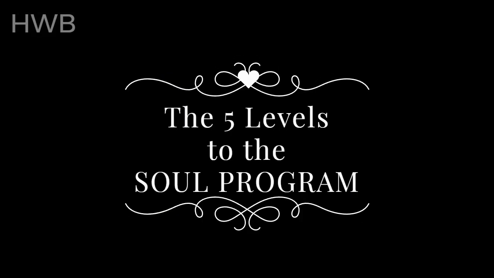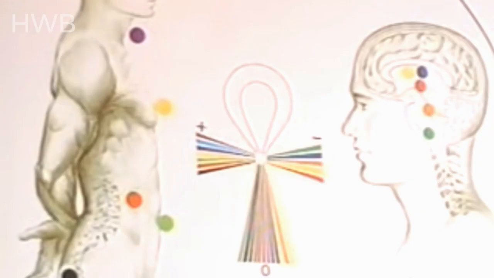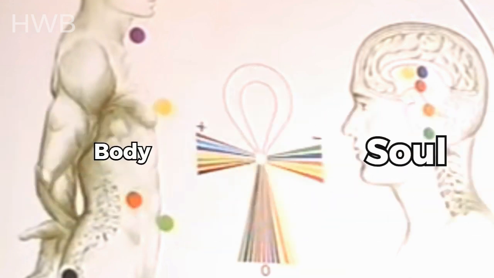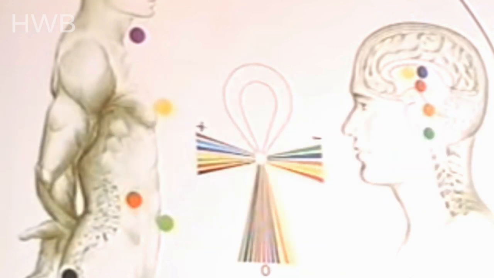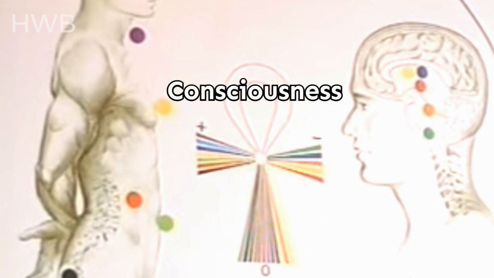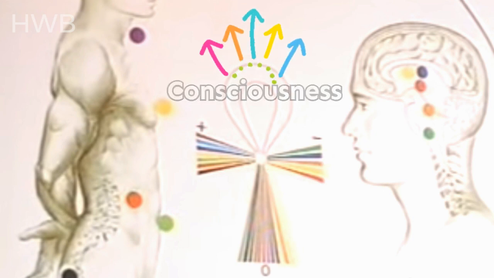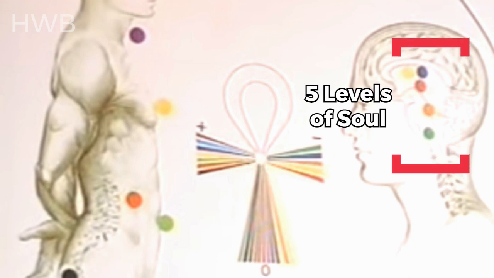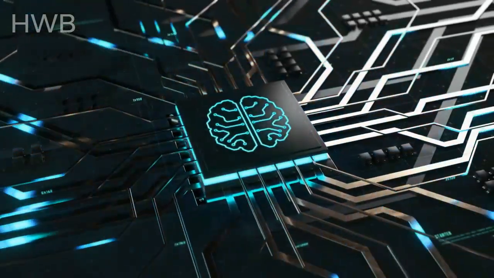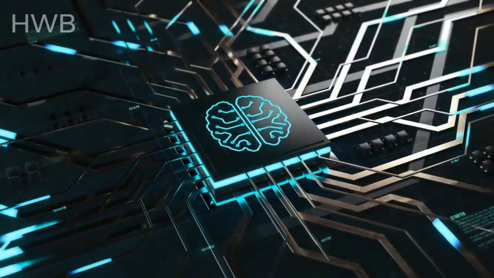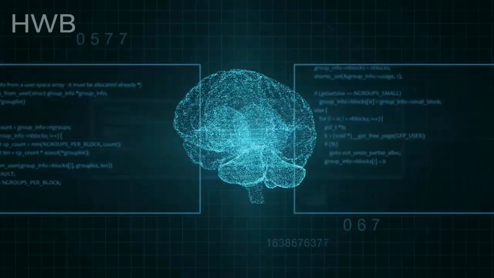The 5 levels to the soul program. Earlier we discussed the avatar body and soul program. The 5 levels of soul programming should not be confused with consciousness. As opposed to consciousness being everywhere, the soul program, the mind, is all in the head. The soul mind is a part of the brain. The brain of the creature works like computer hardware, the machinery, whereas the soul mind of the creature works as the software.